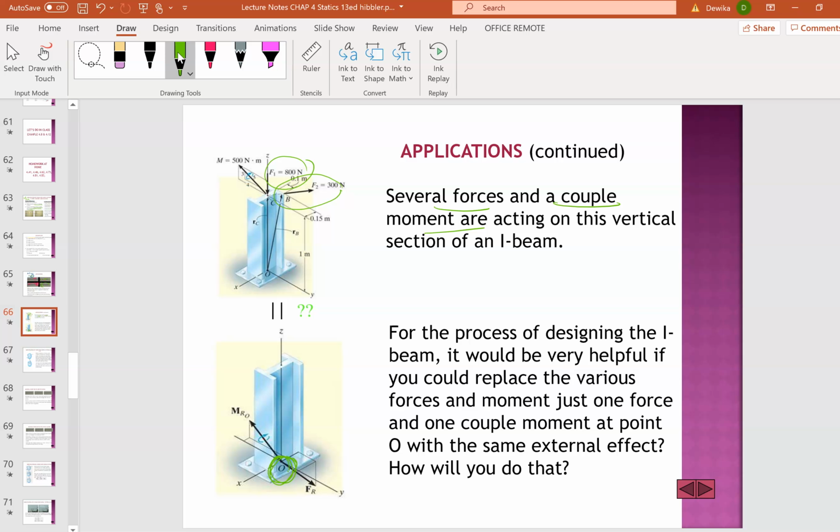Okay, you cannot just simply take 800 and add it to 300, because this is a vector. It's very direction sensitive.